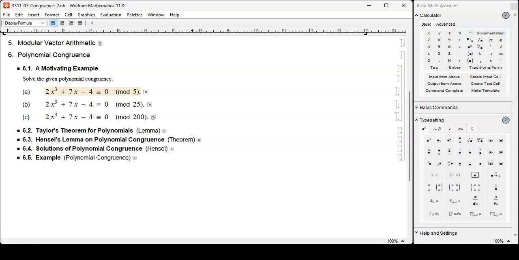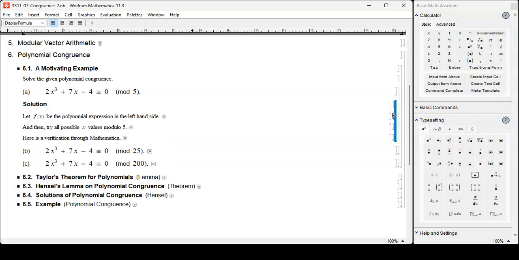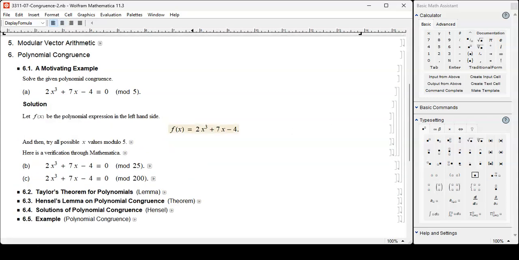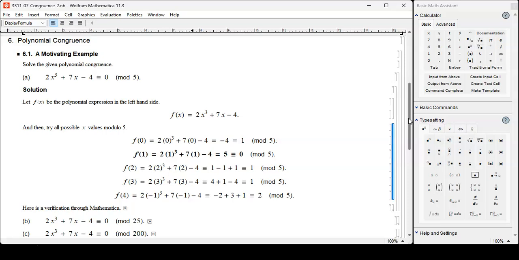One way to handle it is to try all possible entries. X is 0, 1, 2, 3, or 4. There are only 5 numbers to try, so it's an easy computation even for humans. So let f of x be the polynomial part on the left-hand side, and then try all possible x values, 0 to 4. You can easily see that f of 1 is congruent to 0, otherwise all non-zero, so there goes our solution. It's an easy computation even for humans.